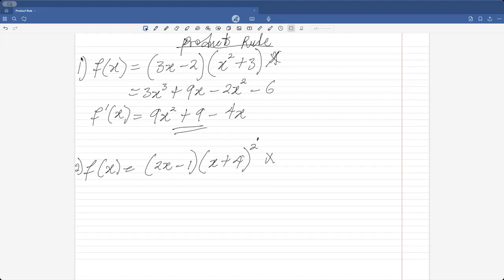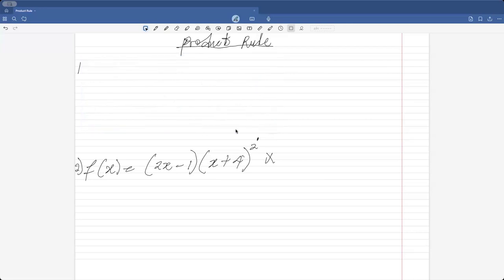So let's assume we have a question that looks like that of problem 2. How can we solve it? So I would like to rewrite the question at the top here and do some cleanup in order to create some space. So the question says that f(x) equals (2x - 1)(x + 4) all to the power of 2.